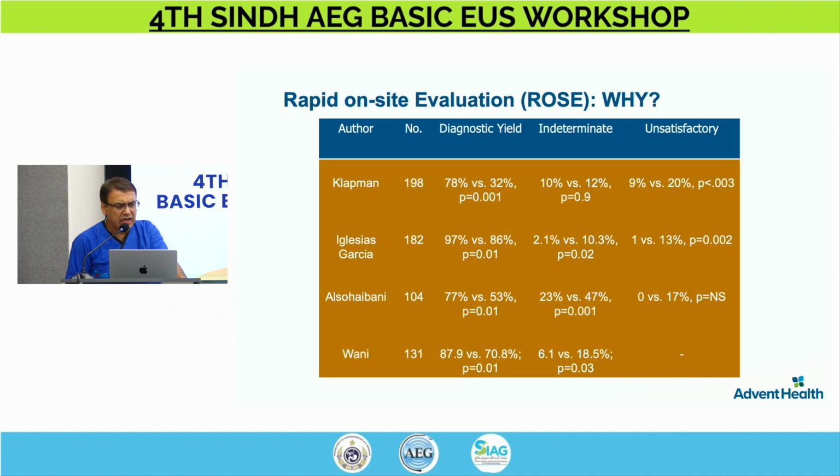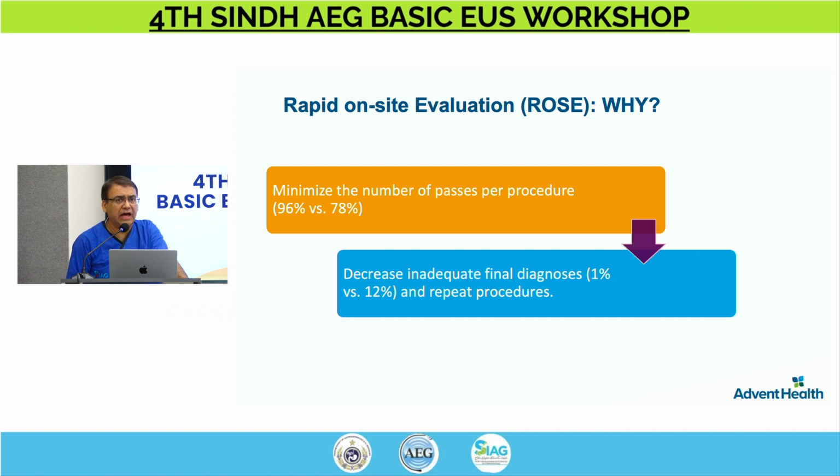So that's important. I won't go over the rows, because it is proven that if you have on-site cytology evaluation, rapid on-site evaluation, then that always helps you with an adequate specimen. It also helps you know you're biopsying the right area, minimizes the number of passes needed per procedure, and also decreases the inadequate final diagnosis.